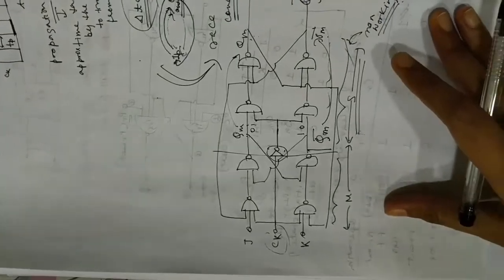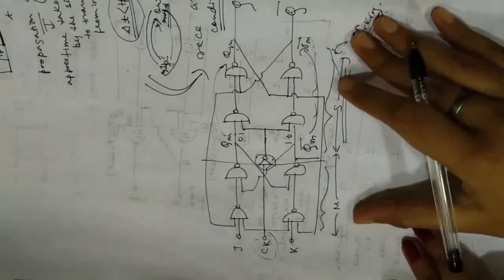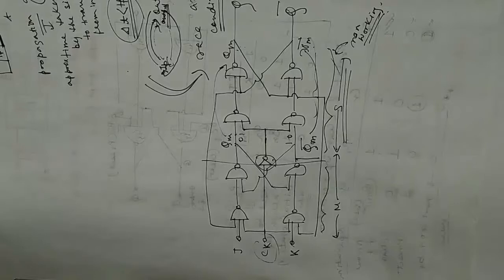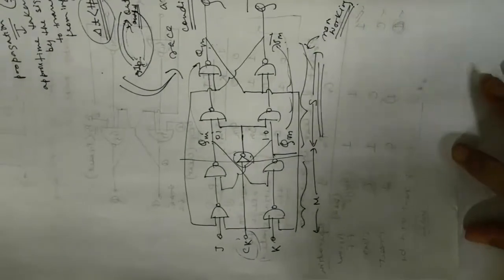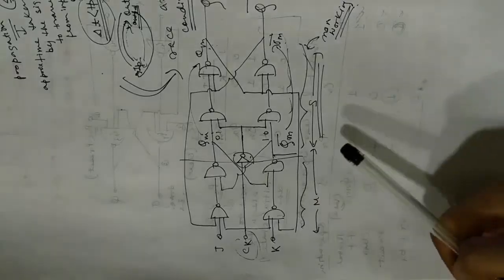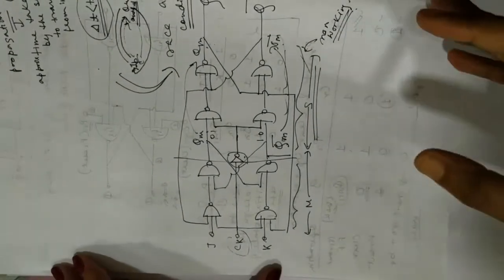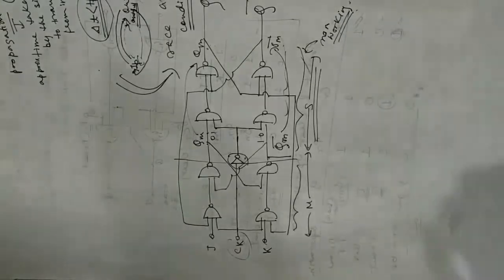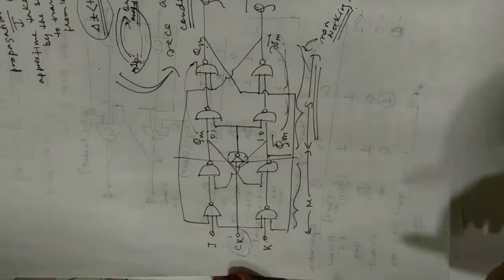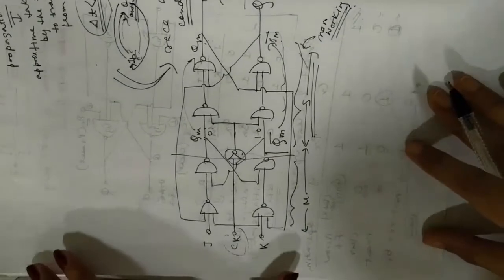So the problem of race around condition has been beautifully solved by the master slave JK flip-flop, right? Okay, so that's all. As the working is normal like the JK flip-flop, please go through it in the book. I think the explanation is sufficient to understand what I meant to say. Okay, now we have two more flip-flops, that is D-type flip-flop and T-type flip-flop.